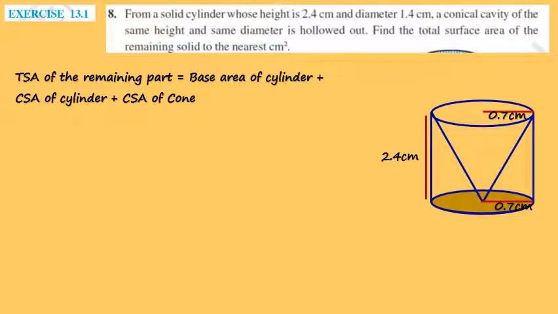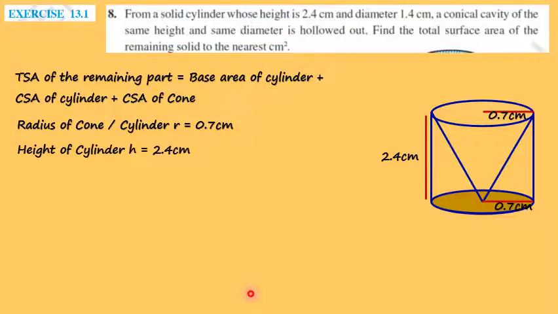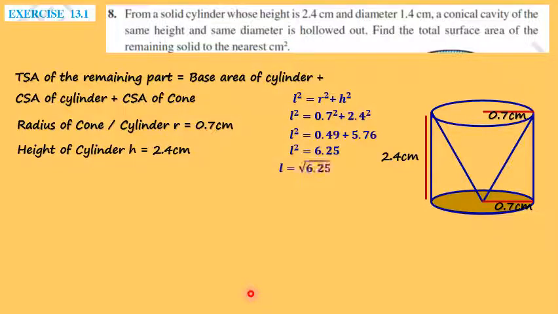Now we have to find the TSA of the remaining part, which is equal to the base area of the cylinder plus the CSA of the cylinder plus the CSA of the cone. This base area of the cylinder also we have to find. So the radius of the cone and cylinder is 0.7, the height is 2.4, and we have to find the slant height of the cone. So l equals the square root of r square plus h square; on substituting the values, we will get it as 2.5 centimeter.